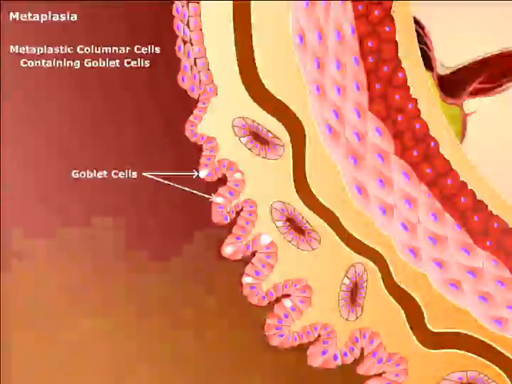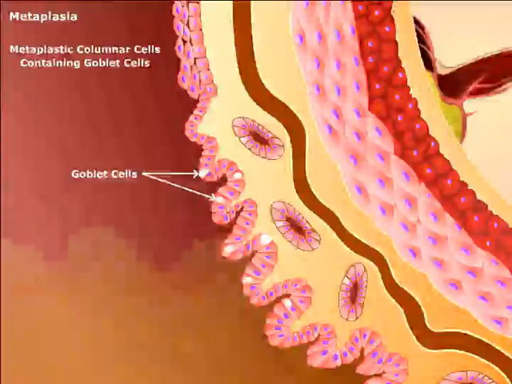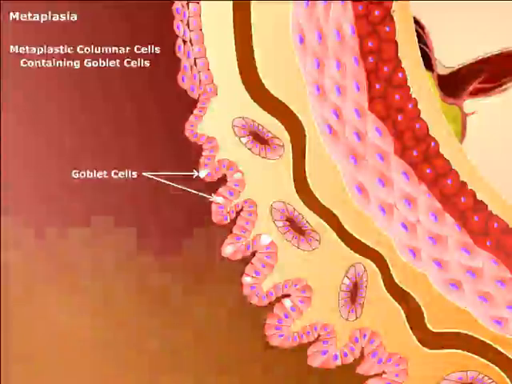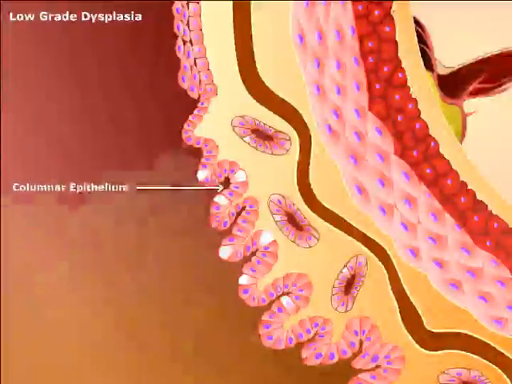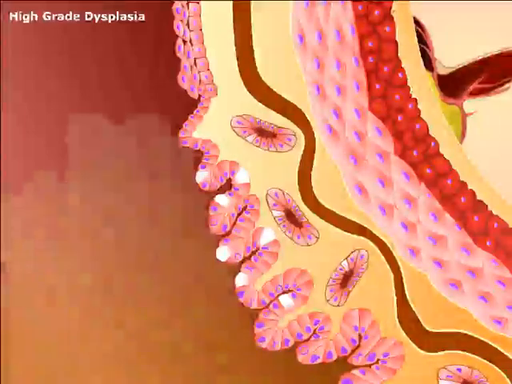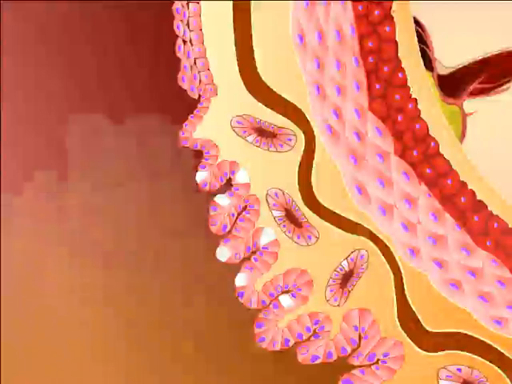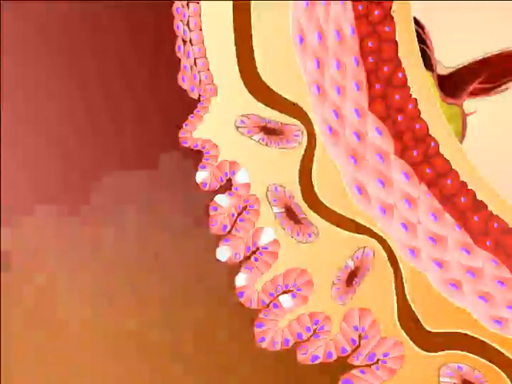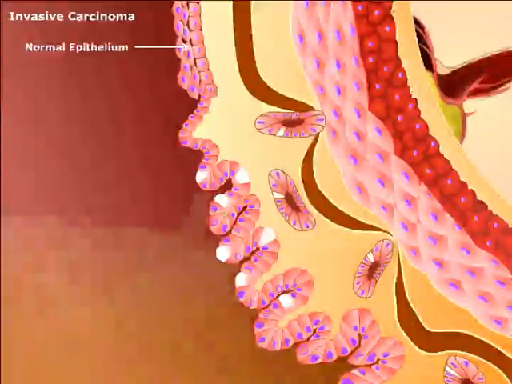Dysplasia occurs when further changes result in increased epithelial proliferation with atypical mitoses, nuclear hyperchromasia, irregular cell shapes and sizes, and increased nuclear to cytoplasmic ratios. Dysplasia can be either low-grade or high-grade, depending on the severity of cellular change. Dysplasia is considered a pre-invasive lesion. When neoplastic epithelial cells invade the lamina propria, it is then considered to be an invasive intramucosal carcinoma.